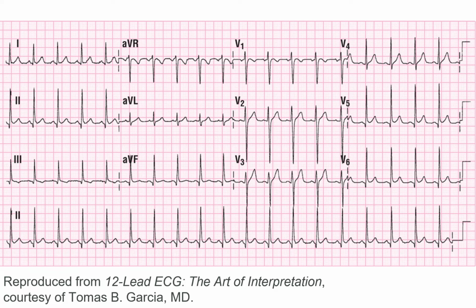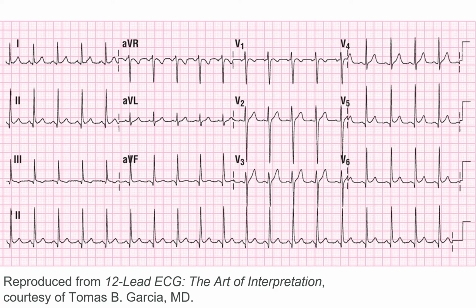Let's analyze this rhythm across the board. Let's start with our underlying rhythm. Do we have P waves? PRIs are equal and normal. RRs are regular. We're in some sort of sinus rhythm. 300, 150, 100. It's a little over 100, so we're in a sinus tach. Everybody good with that?